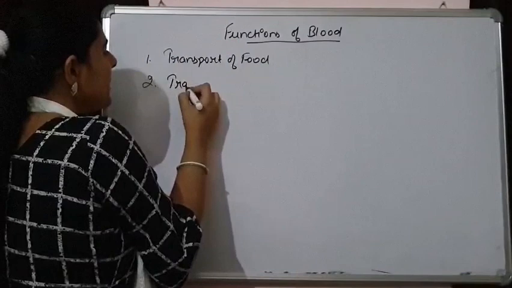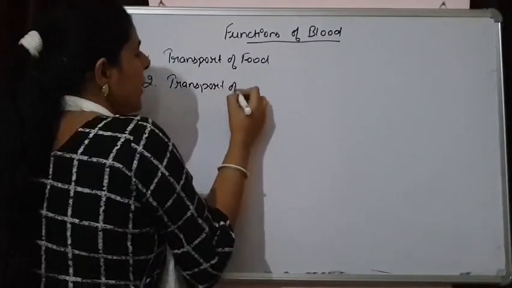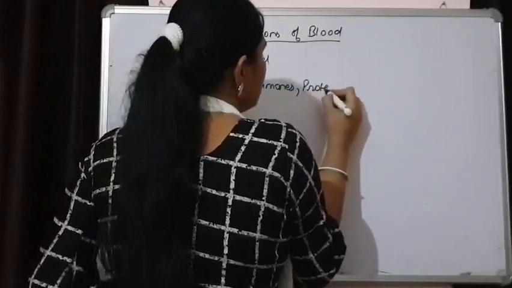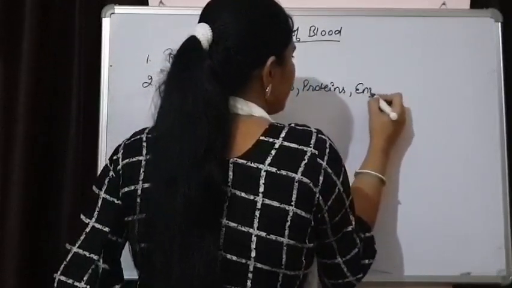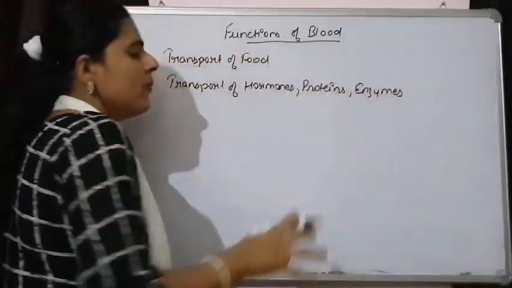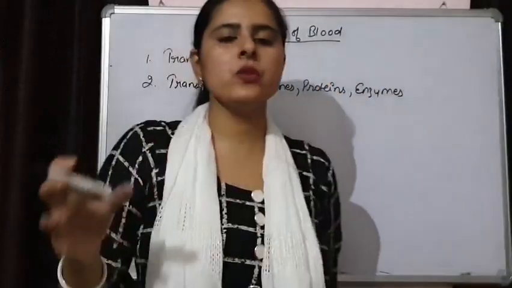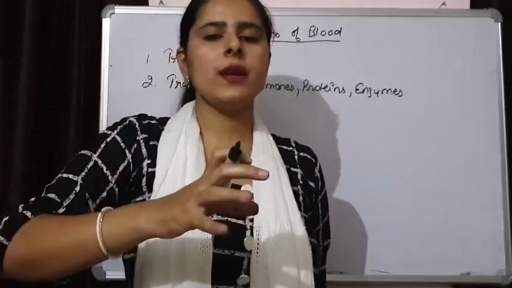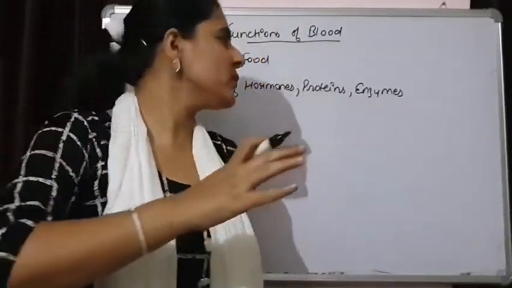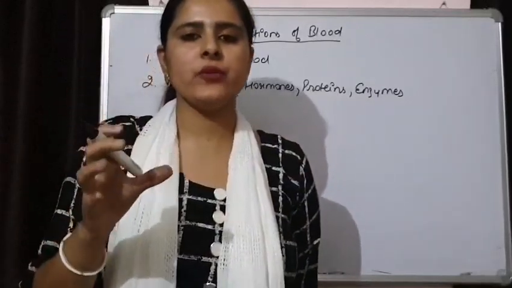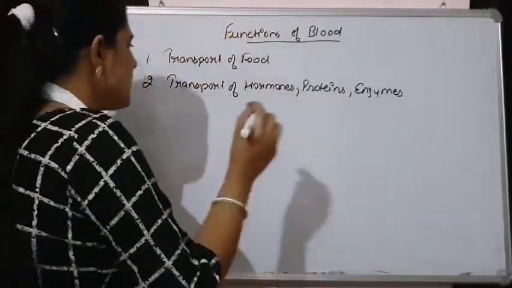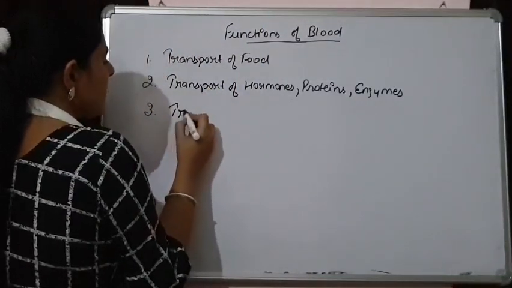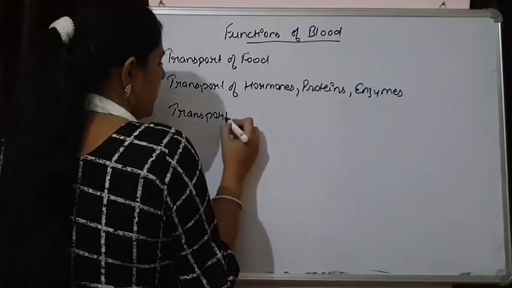Blood is also helping in the transportation of hormones, proteins, and enzymes. The endocrine glands secrete their hormones into the blood, and the work of blood is to transport these hormones to the site of their action. So this transportation is also done by blood. Then blood is also responsible for the transportation of dissolved gases.